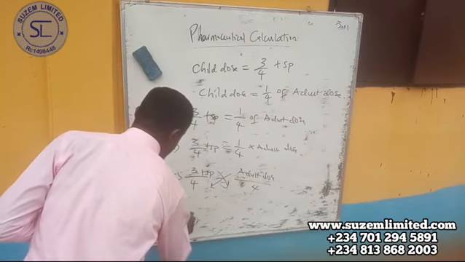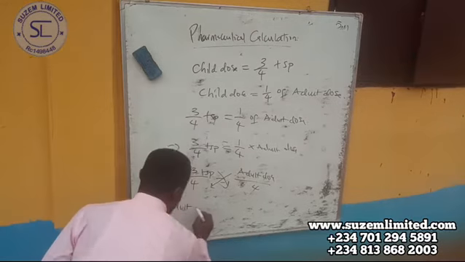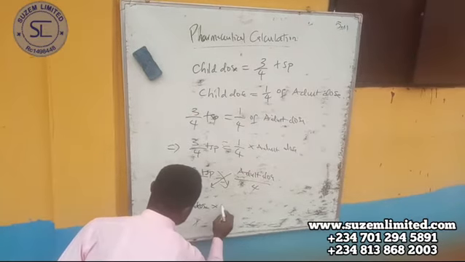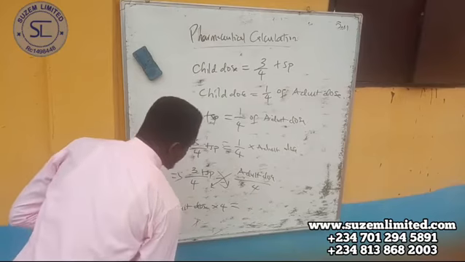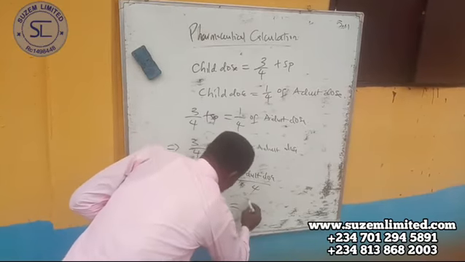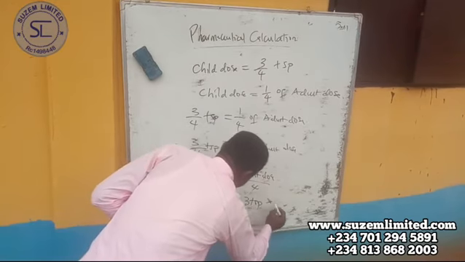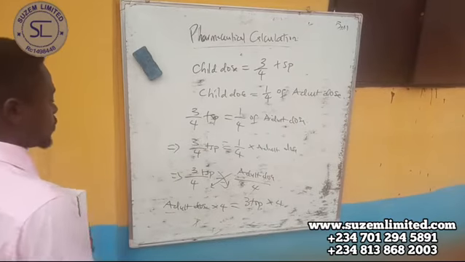Adult dose times 4 is equal to 3 teaspoonfuls times 4 all over 4. Times 4.